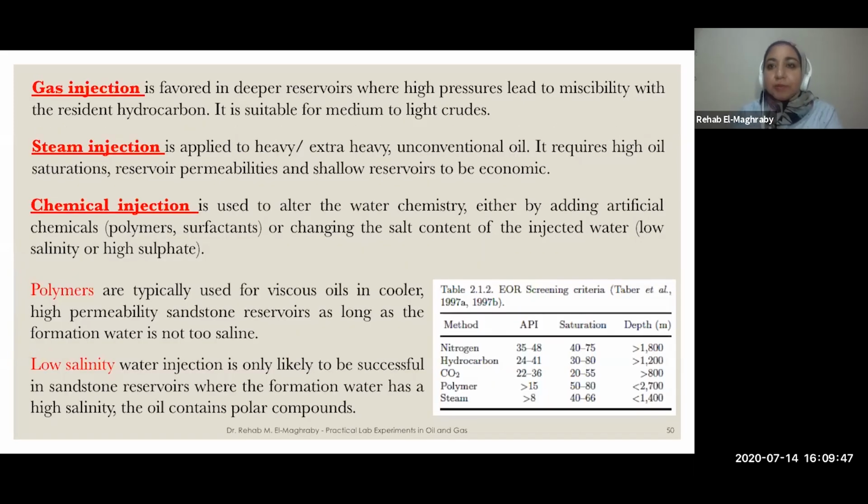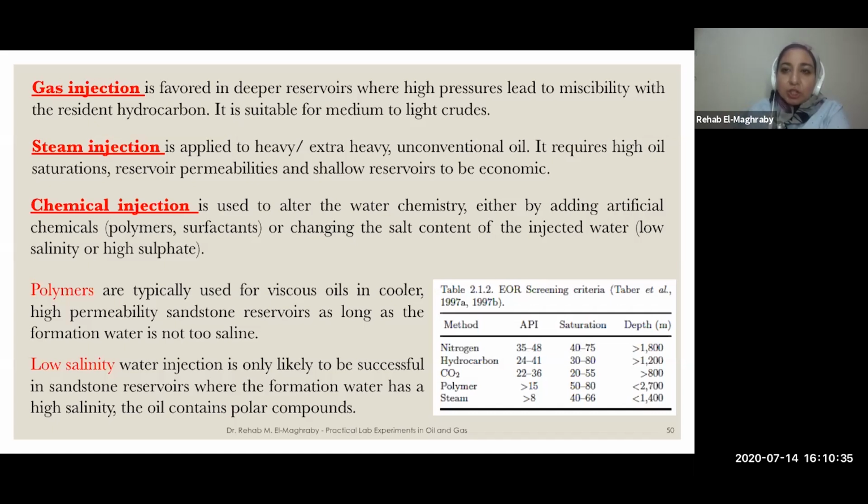For the gas injection, you have to inject at high pressure, in a deep formation, because you want to reach the miscibility pressure. You want the CO2 to be miscible with the oil, so it will facilitate the production of oil. Also, with gas injection, you cannot use it for heavy oil, because it will create asphaltene deposition. For steam injection, it can be used for extremely heavy oil, but it has to be a shallow reservoir, because in a deeper reservoir you will lose heat. You want it to be economic.